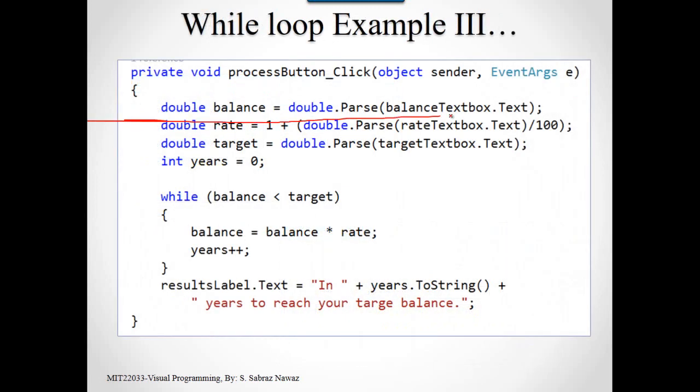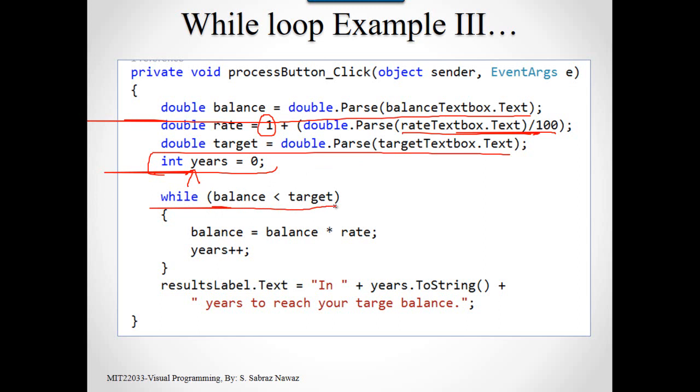The balance amount is taken from the balance text box, and then the rate is taken from the rate text box and divided by 100 so that it becomes a percentage, and then 1 is added, so that the balance will become balance plus interest. Now the target is taken from the target text box. The counter variable here is years. In the previous example we had the counter variable as I, but this time instead of I we have a counter variable called years. So the test is balance less than or equal to the target balance.